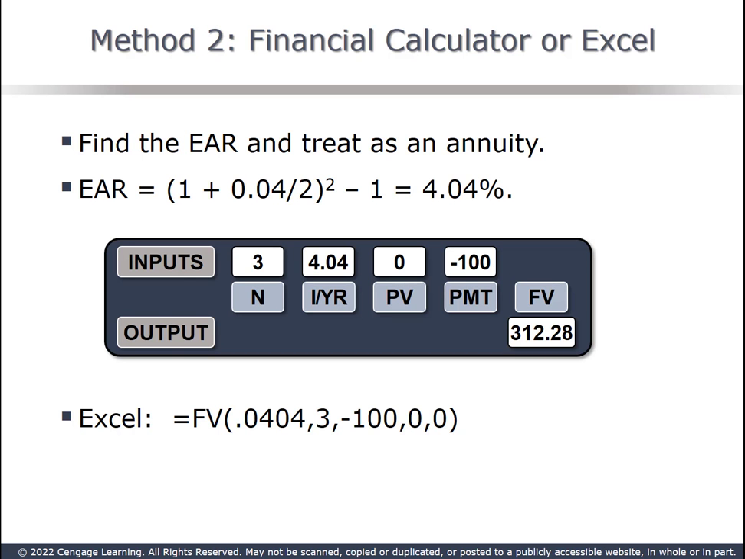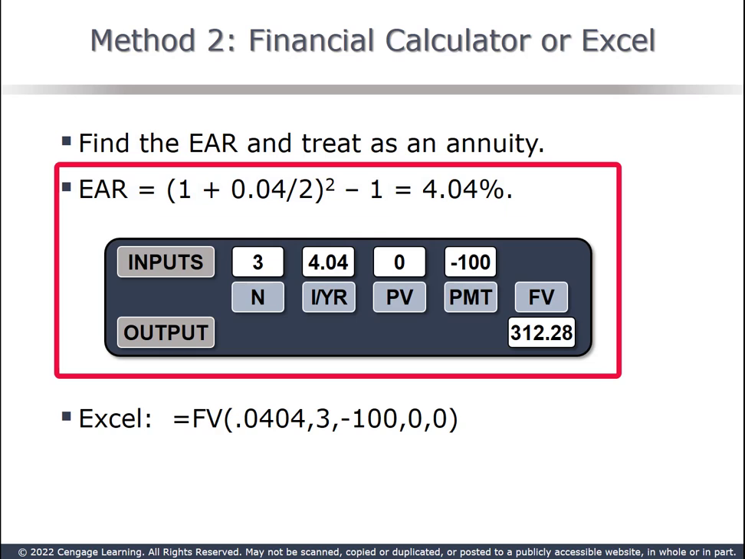A second method uses the EAR of the rate as an annual rate. 4% compounded semi-annually equals 4.04% compounded annually. Now we can solve this as an ordinary future value of an annuity. Same answer.